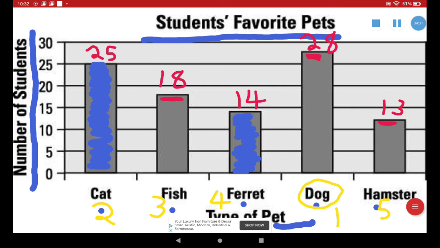Okay, let's look at the most and the least: dog and hamster. What's the difference between the amount of votes dog got and the amount of votes hamster got? What I'm asking is, what's the difference between 28 and 13? Do some mental math. What's 28 subtract 13? Very good. That's going to be a full 15 difference.